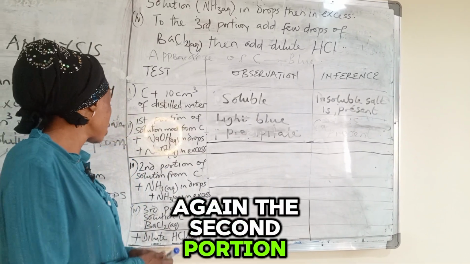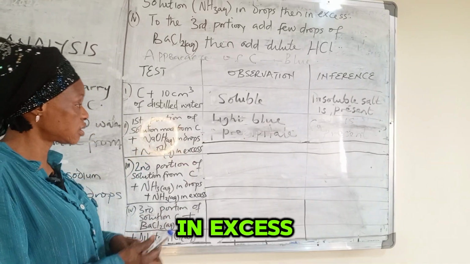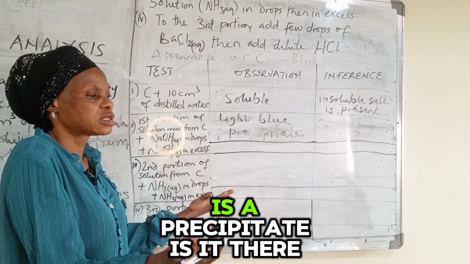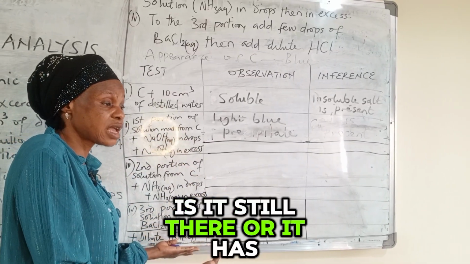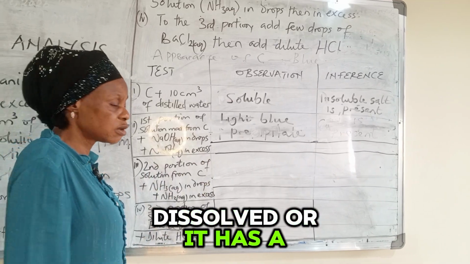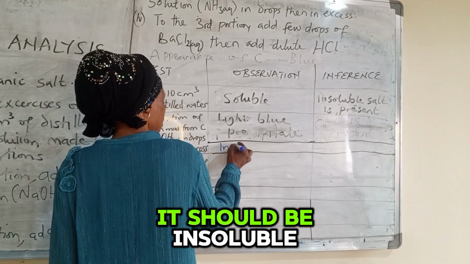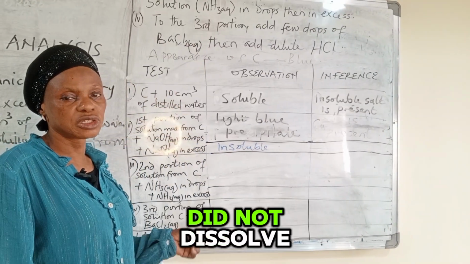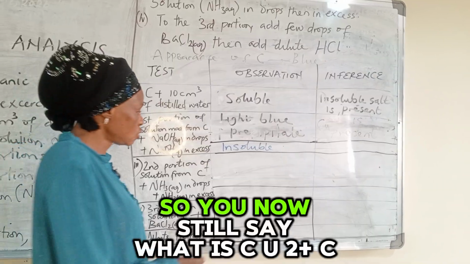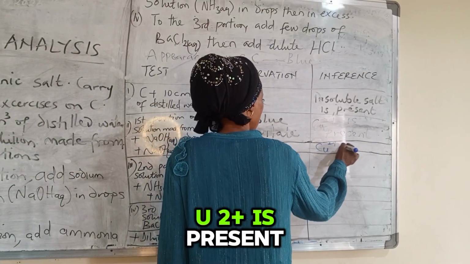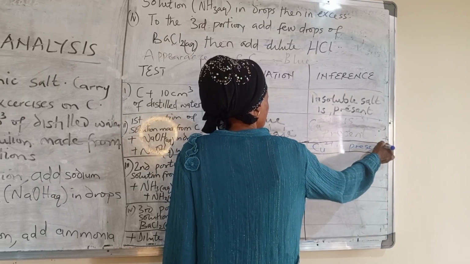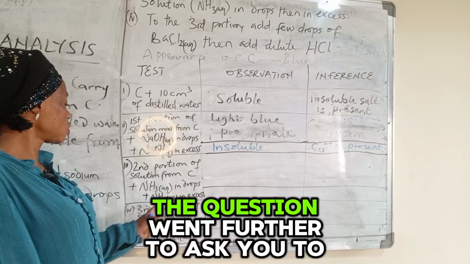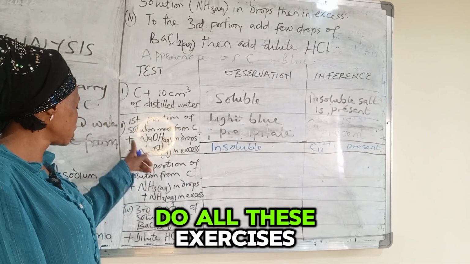Again, the second portion now, add sodium hydroxide in excess. Anytime you put excess sodium hydroxide, what you need to observe is whether the precipitate is still there, or it has dissolved, or it is now soluble. So now it will be insoluble. Or you say the precipitate did not dissolve. So we still say Cu2 plus is present. It's a confirmatory test, but you may not still confirm Cu2 plus at this stage. The question went further to ask you to do all these exercises.